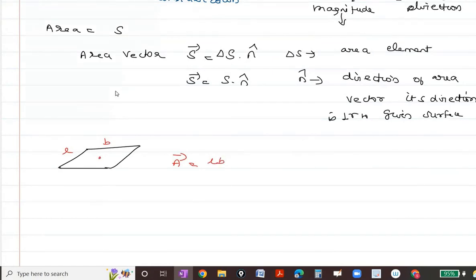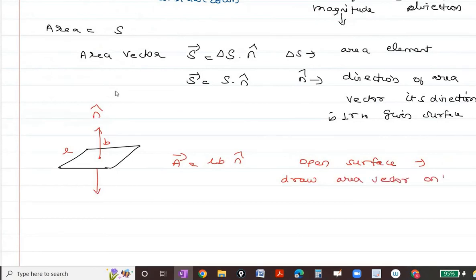Now, how to consider the area vector? Just draw one perpendicular from the surface. How many perpendiculars can you draw? Two perpendiculars you can draw. One is upward, another one is downward. Two things you can use. Any one you can consider as the area vector. So for an open surface, you can draw the normal, that is the area vector, on both the sides.